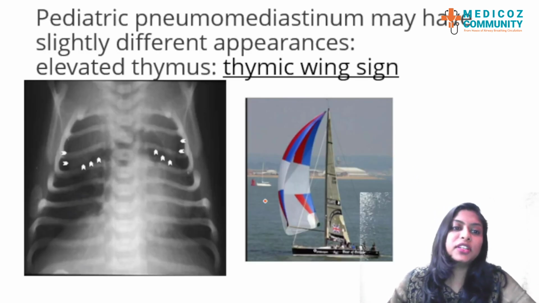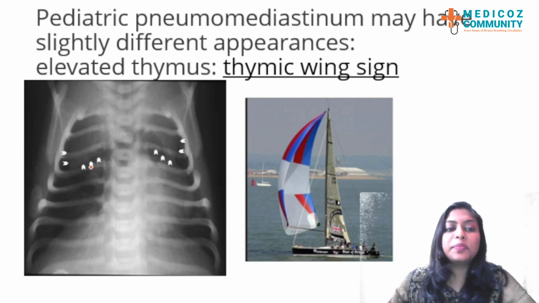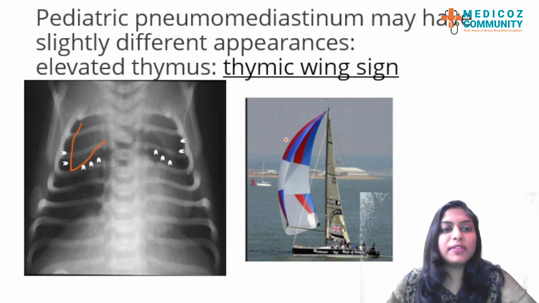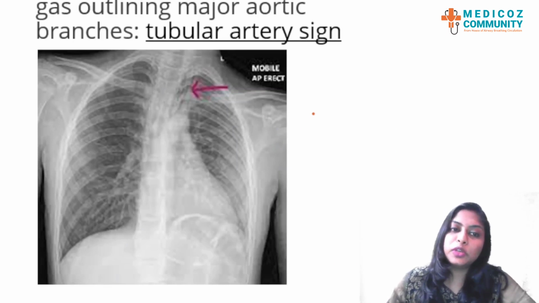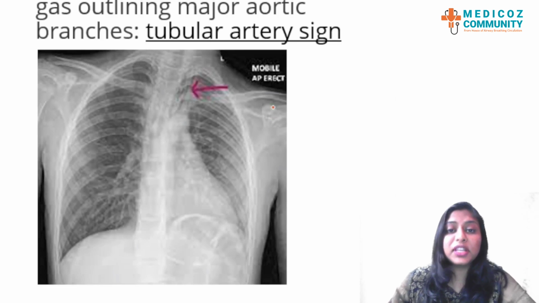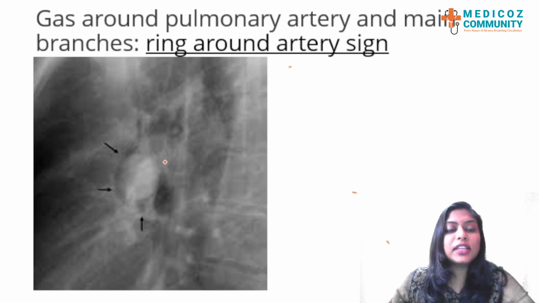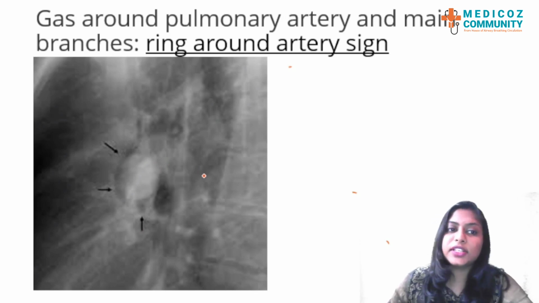In the pediatric population, if there is pneumomediastinum, the pressure builds up inside the mediastinum because of the gas, and it will push the thymus upwards and laterally, just like a spinnaker sail sign. It is also called the thymic wing sign. The other indirect signs for pneumomediastinum are the tubular artery sign, because the arteries are also lined with gas. In case of pneumomediastinum, we will be able to see the arteries. The major branches of the aorta will be seen as tubular areas surrounded by gas on either side. This is another image showing the gas around the pulmonary artery and its main branches. This is called the ring around the artery sign.